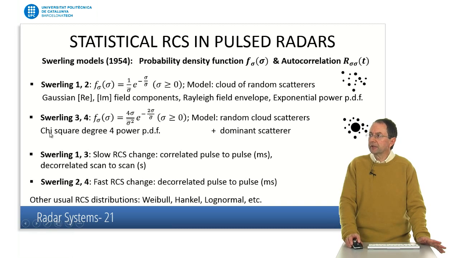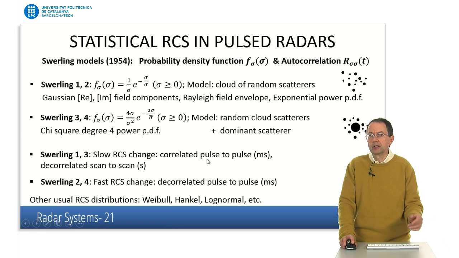In this case, the difference is related to the correlation, the autocorrelation: how fast the radar cross-section changes with time. Swerling 1 and 3 are slowly varying targets. The radar cross-section changes slowly, so it can be considered completely correlated on a pulse-to-pulse basis, which means in time spans in the order of milliseconds, but decorrelated from one scan of the antenna to the next scan. The scan period of the antenna is typically a few seconds, 5-6 seconds. So this corresponds to a slow target.